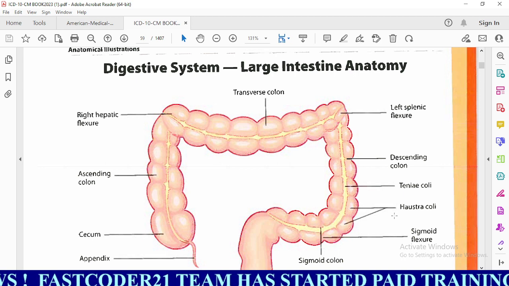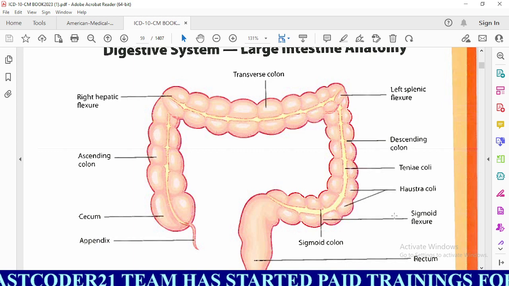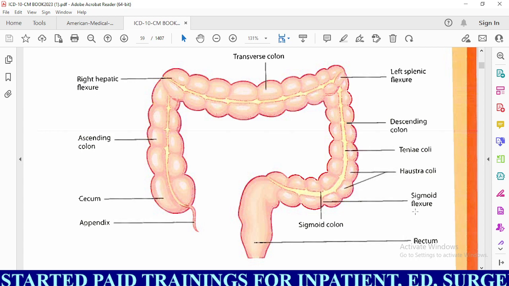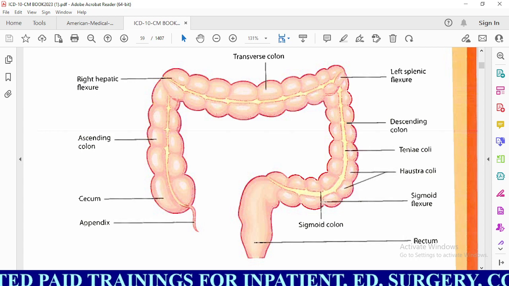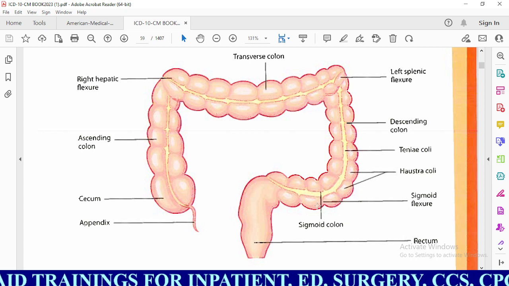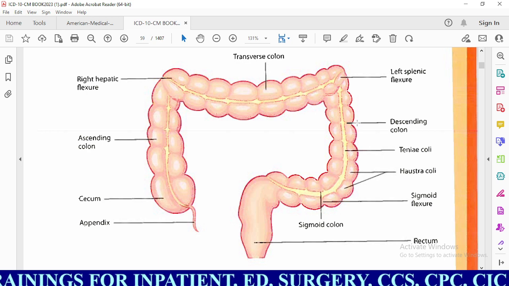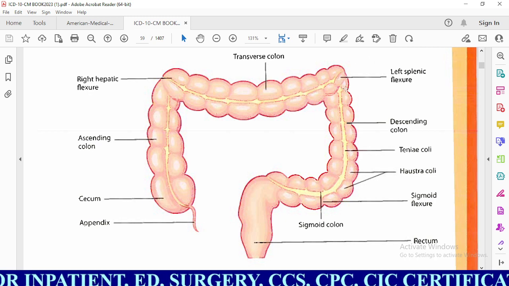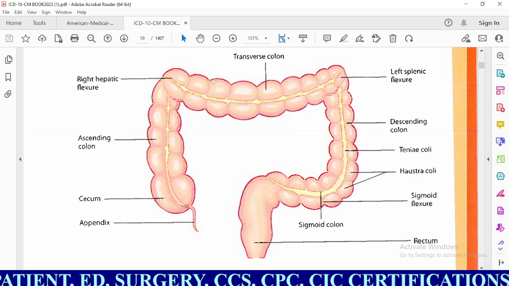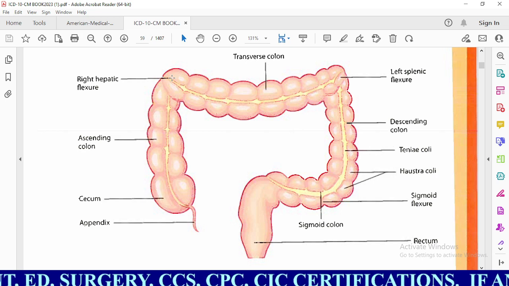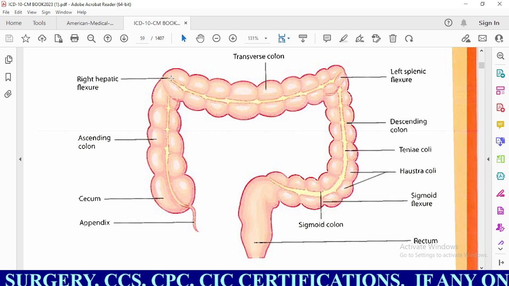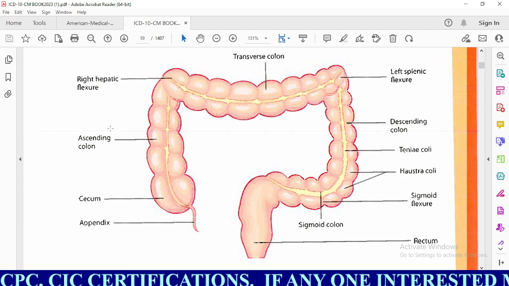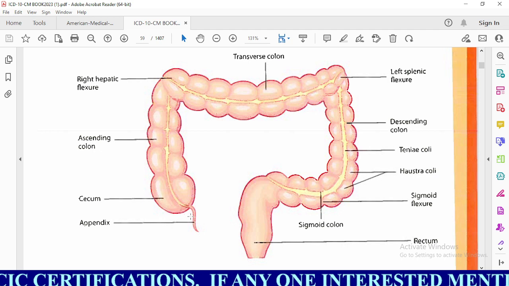See here, it starts with the rectum, sigmoid colon, and usually we call it the sigmoid flexure here. It is like one bend, the sigmoid flexure, then the descending colon, left splenic flexure. Here also there is a fold, and this is the transverse colon, and this is the right hepatic flexure. Hepatic means it is the liver side of the body. Next, we have the ascending colon, cecum, and appendix.